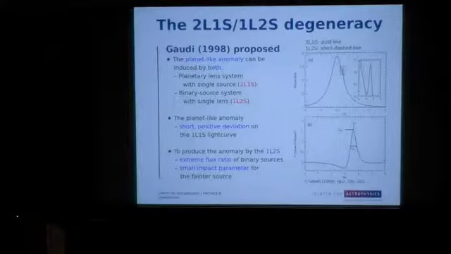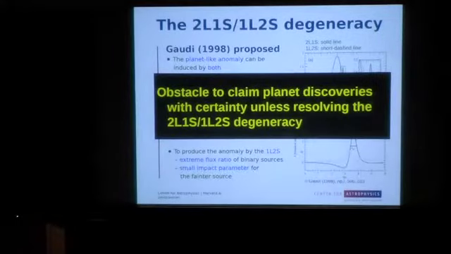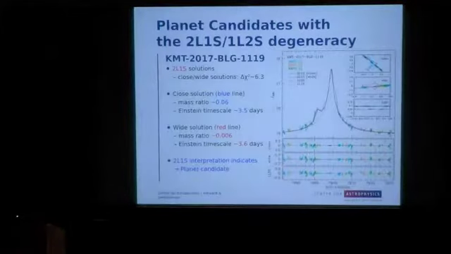So actually, I should introduce the binary source and binary lens degeneracy, but it was already introduced in the previous talk, so I will skip it. I just emphasize only one point. If we find this degeneracy, we cannot claim the planet. This is the important key point. This is an obvious point also.